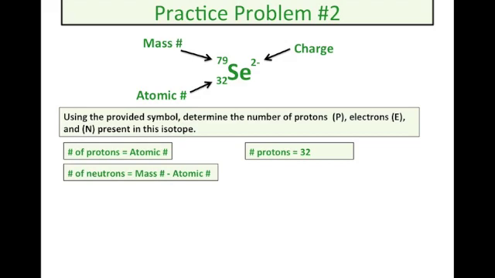To determine your number of neutrons, it would be your mass number minus your atomic number. My mass number is 79 minus the atomic number of 32. The number of neutrons would be 47.